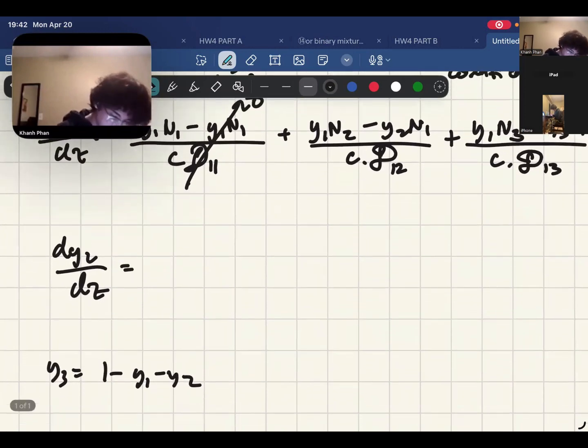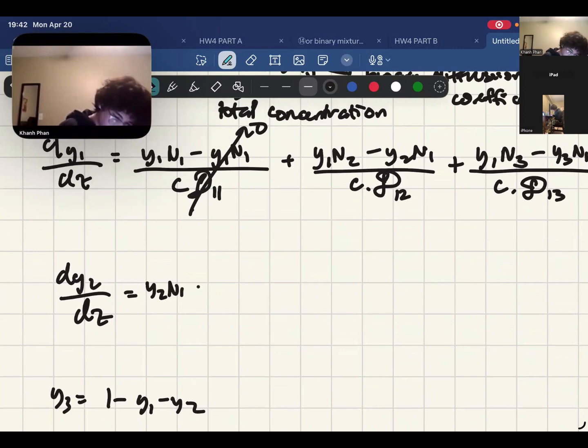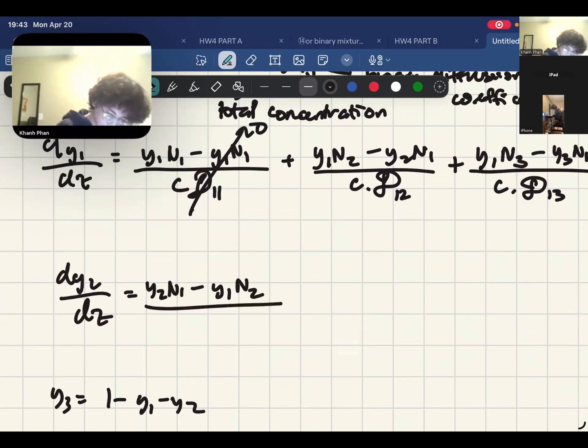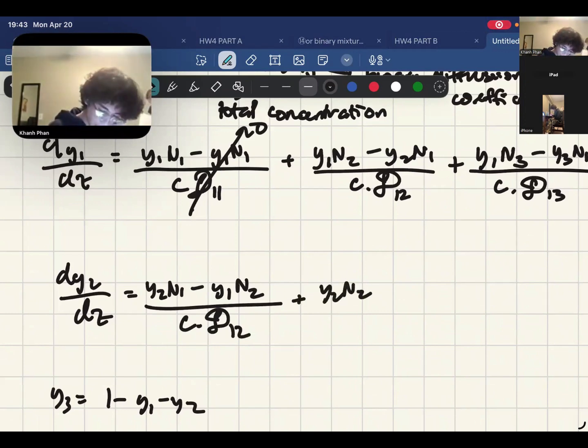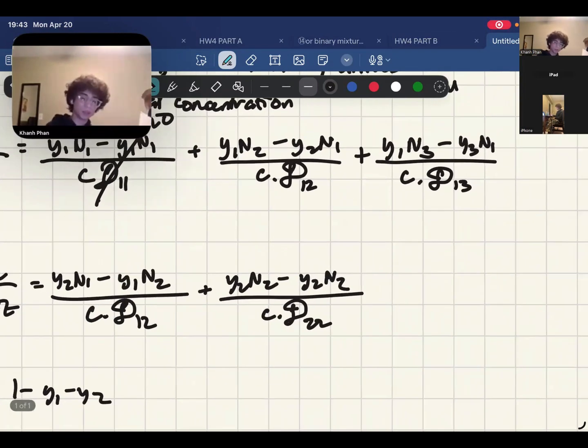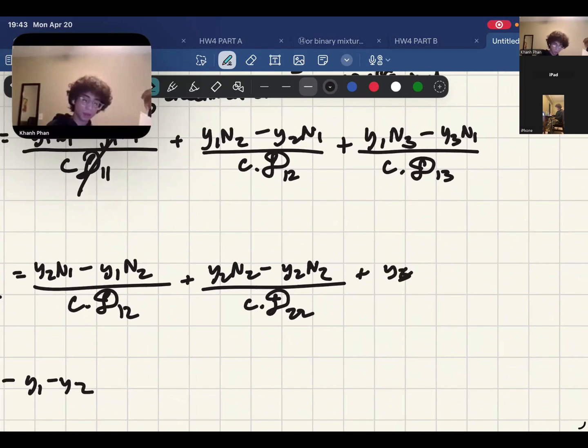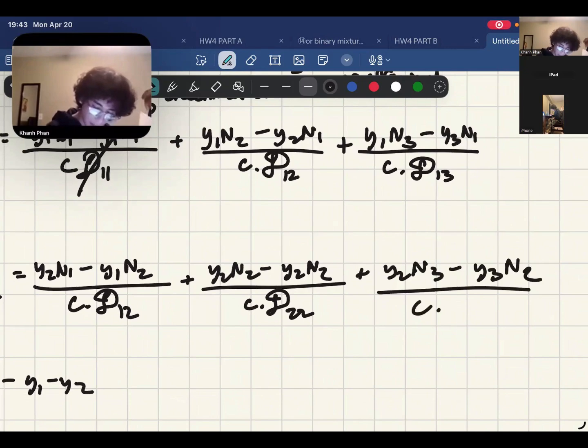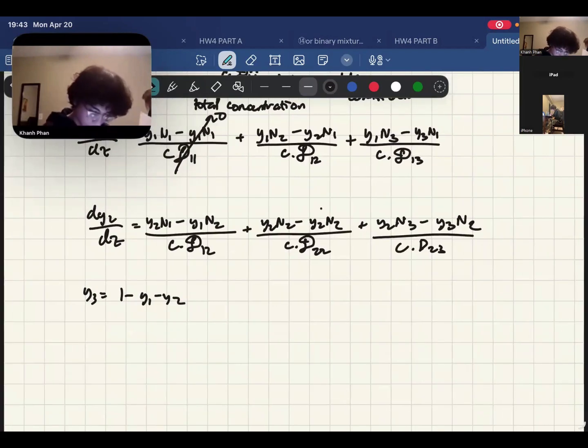And then we do the same for 2. We have y2 N1 minus y1 N2 over total concentration times diffusion coefficient of 1 and 2, plus y2 N2 minus y2 N2 over concentration times diffusion coefficient of 2 and 2, plus y2 N3 minus y3 N2 over c times D23. And then we also cross out this one.